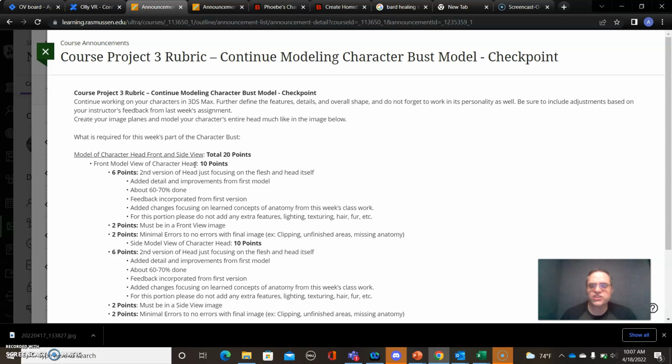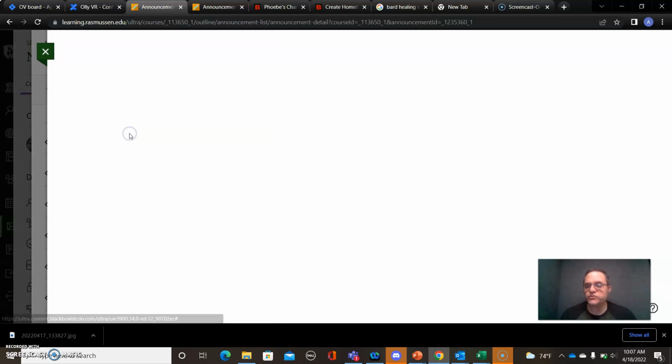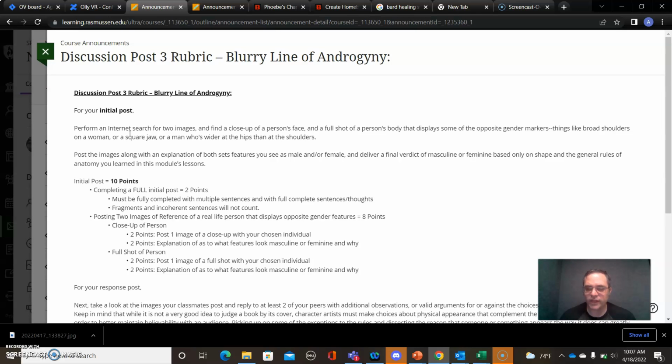Two views. You don't need the project file. Looking for a front and a side view or a front and rear view. Both work pretty well, so that'd be good. Now, for your discussion post, your initial post is due on Tuesday. Your reply post is due on Saturday.